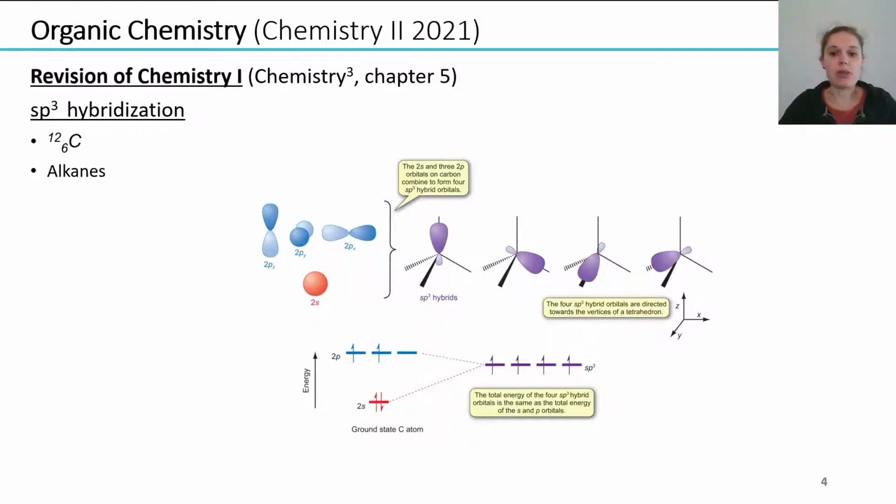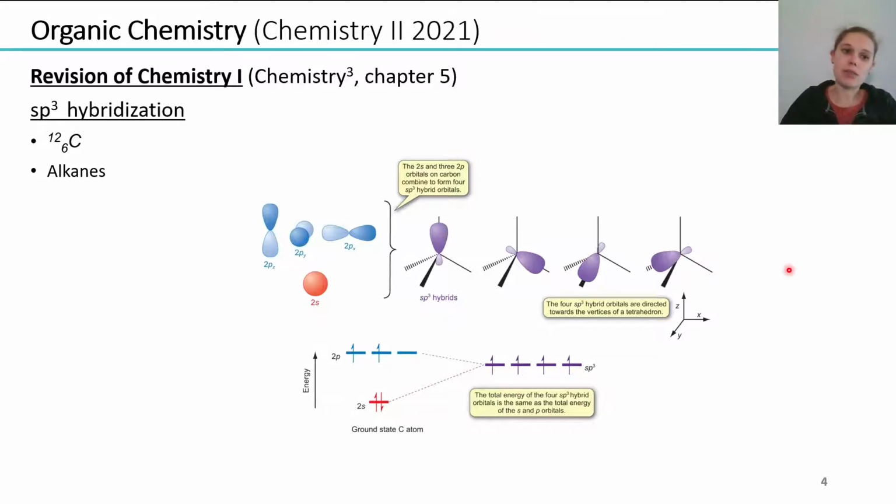And what does sp3 hybridization mean? It is the interaction between the 2s orbital and three 2p orbitals to form four sp3 hybrid orbitals. If we have a look at the scheme here, you can see the three different 2p orbitals: 2px, 2py, and 2pz. And as you know, we also have this 2s orbital. Then they interact and form these four sp3 hybrid orbitals.